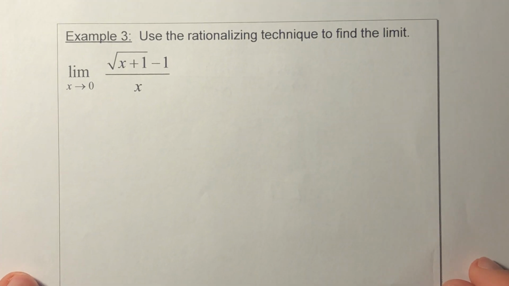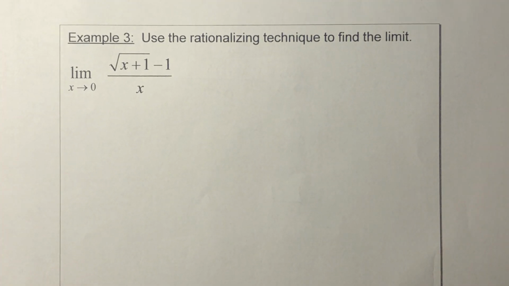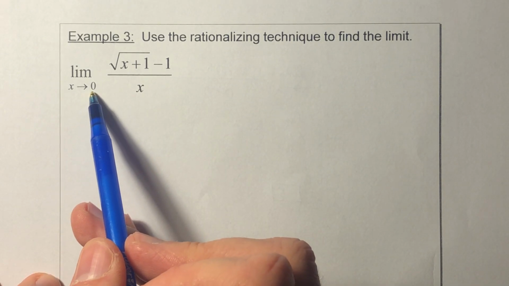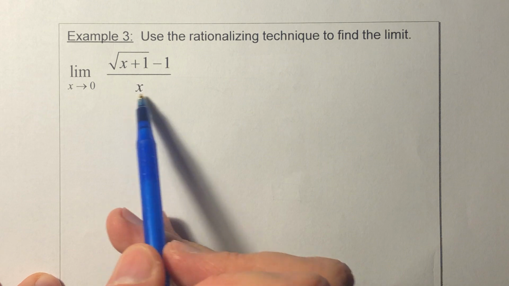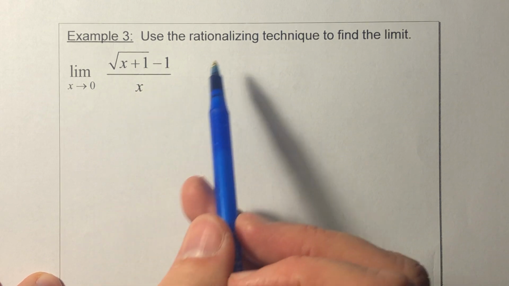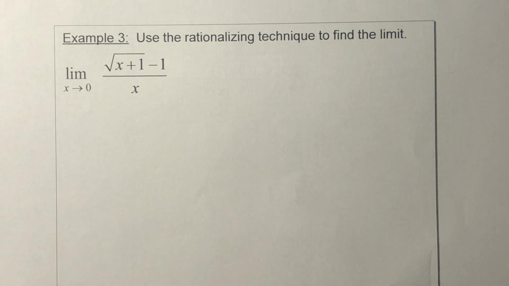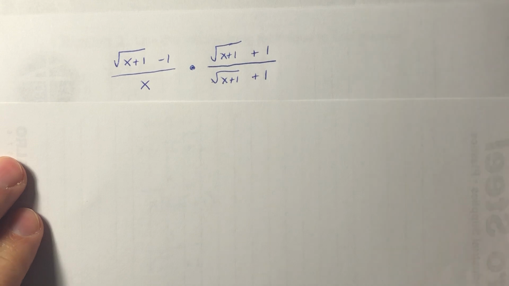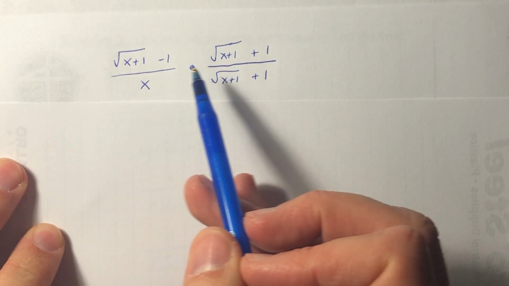All right, example 3. So this one's a little different. If we plug in 0 for x, that's not going to work, is it? Because remember, you cannot have 0 in the denominator. So we're going to use a rationalizing technique. Now this is actually kind of the reverse of what you might think. Remember, we don't like radicals in the denominator. Well, we need to kind of change that up here. So here's our problem. So we're going to rationalize it.